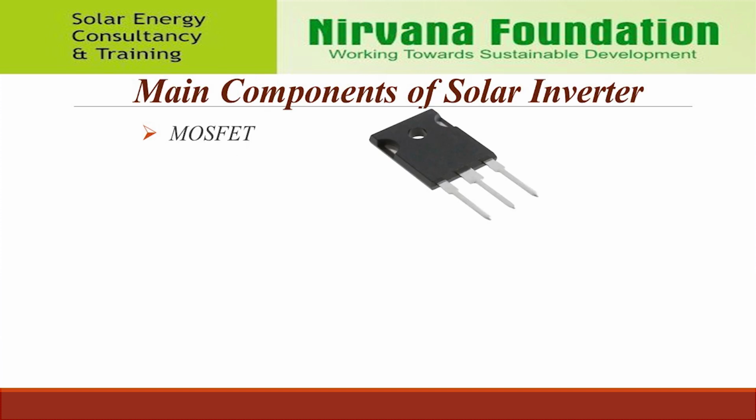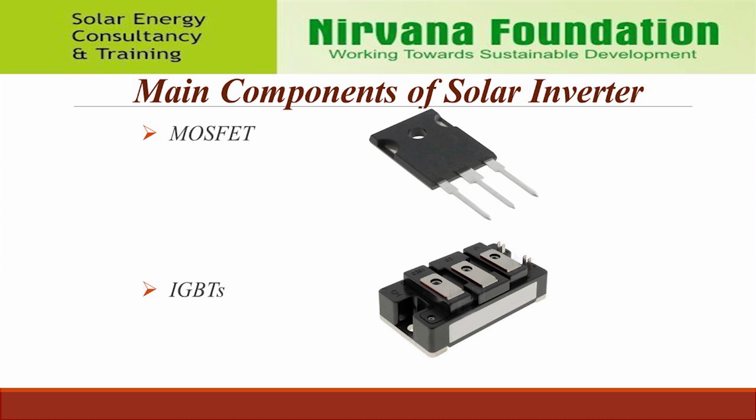Main components of solar inverter. MOSFET. The MOSFET, metal oxide semiconductor field effect transistor. Transistor is a semiconductor device which is widely used for switching and amplifying electronic signals in the electronic devices. The MOSFET is a three-terminal device such as source, gate, and drain. IGBT. An insulated gate bipolar transistor, IGBT, is a three-terminal power semiconductor device primarily used as an electronic switch which, as it was developed, came to combine high efficiency and fast switching.